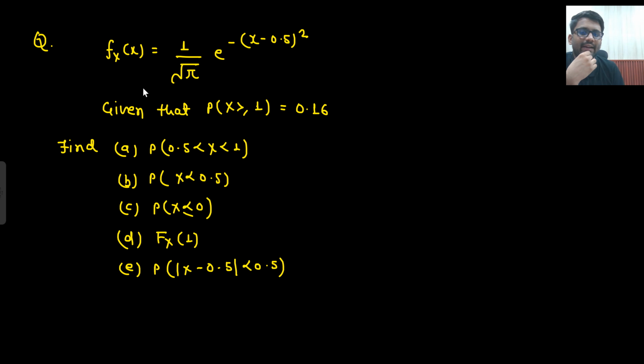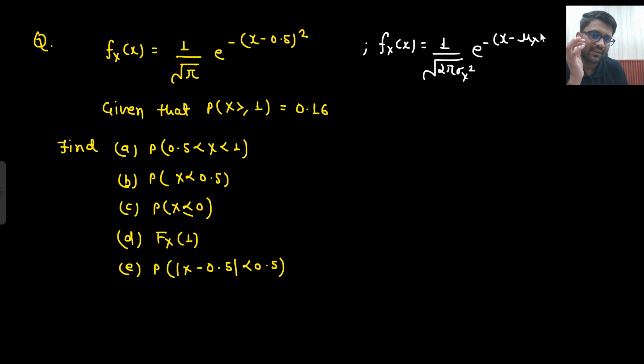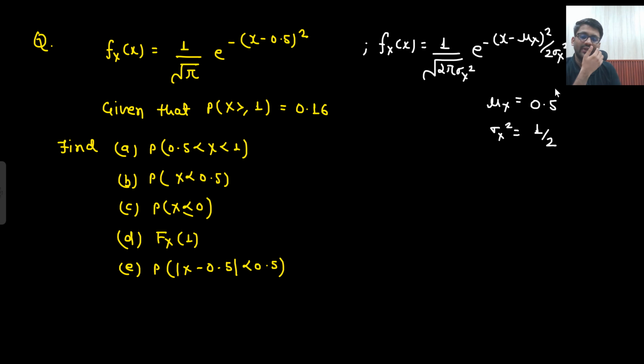So let's try getting some information from here. I understood that surely it is a Gaussian random variable. So what do I know? Fx of x in this manner I know: 1 over under root 2 pi sigma x square. I will keep on writing this expression so that it is there in your mind. You should also keep on writing down this expression so that you don't ever forget it. So from here you can see that mu x is equal to 0.5, sigma x square is equal to 1 by 2. Mu x is equal to 0.5, sigma x square is equal to 1 by 2, right?